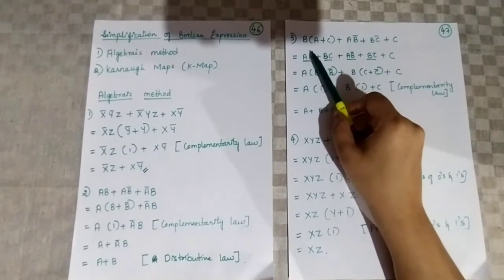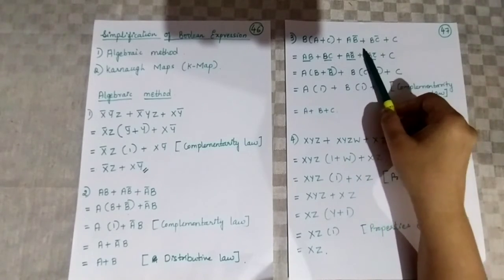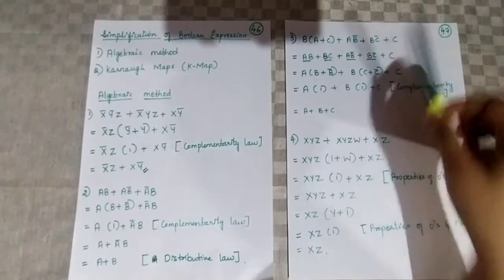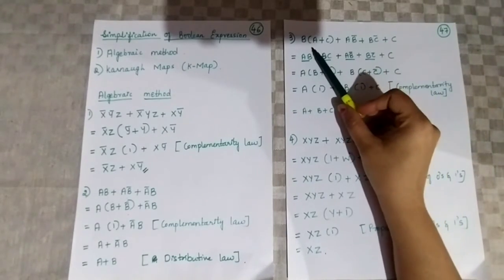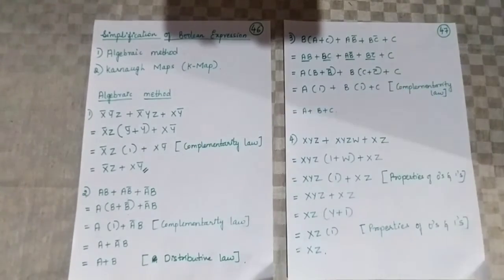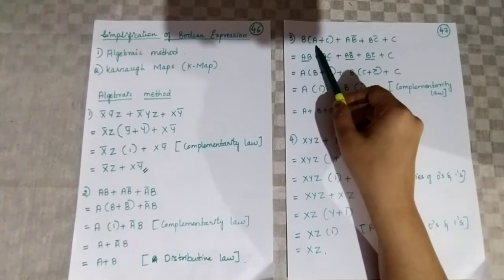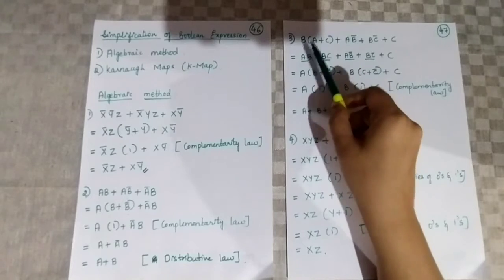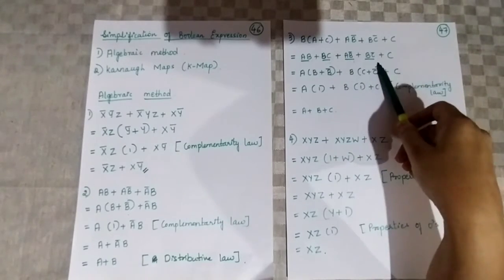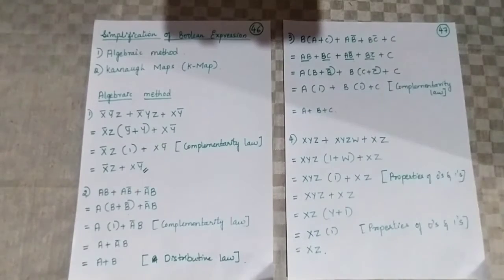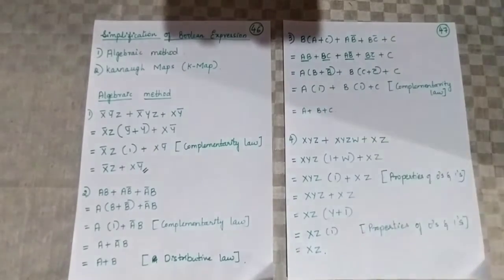Okay. Now moving to the next one, which is the third expression I have taken here, which says B into A plus C plus AB complement plus BC complement plus C. Now first, as you are seeing here, there is a bracket. First we have to remove those brackets. So multiply, this becomes AB plus BC. Next you write the term AB complement, then BC complement plus C.